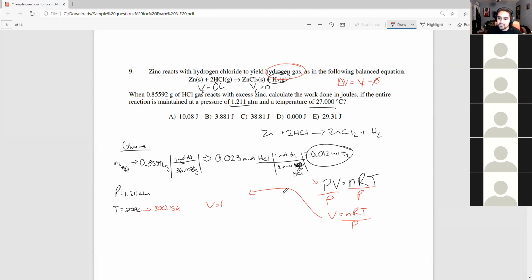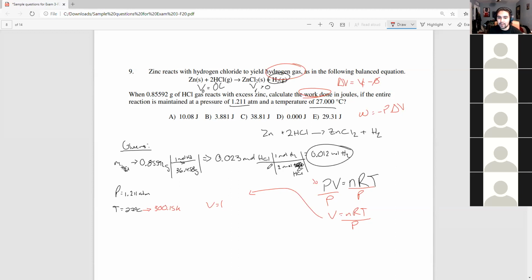Wait, one question. Before you started working it out, you said it was a work question. That's where I got confused, because you know there's a formula for work, right? Besides that one. So work is equal to negative P delta V. But you didn't use it, or did you? I haven't used it yet.